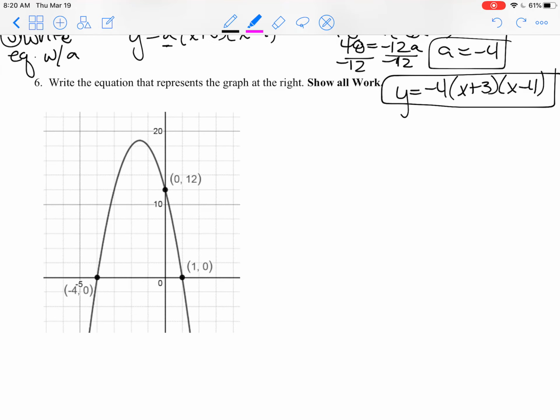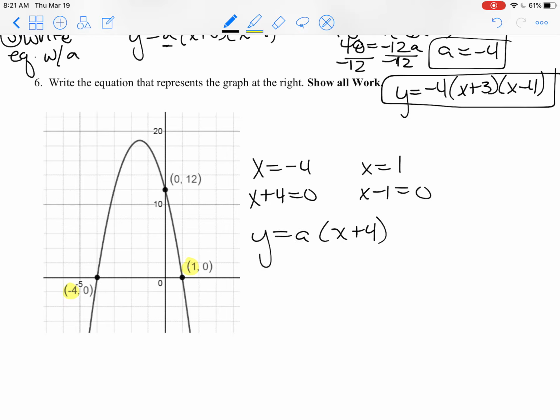Last one. Same thing. Start with the x-intercepts. So my x-intercepts are negative 4 and 1. Make it equal 0. So move everything to the left. So x plus 4 is equal to 0. X minus 1 is equal to 0. Write your equation. Again, if this is too fast, I'm doing the exact same steps I did in the previous problem. Stop the video, rewind it to the previous problem, and do that one a couple of times to make sure you can follow the steps.